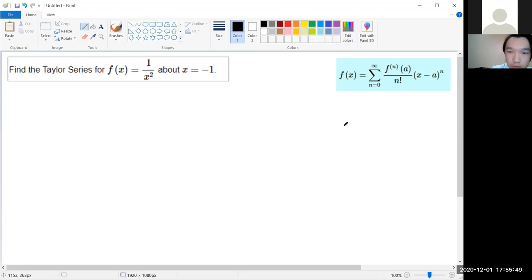So this is going to be f of x is equal to summation n equals 0 to infinity of f nth derivative. The center is -1, so that goes here. And then we have n factorial, and then x minus -1, so that's x plus 1 to the nth power. Okay, so that's what our Taylor series is going to look like.